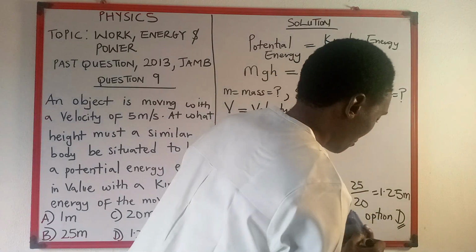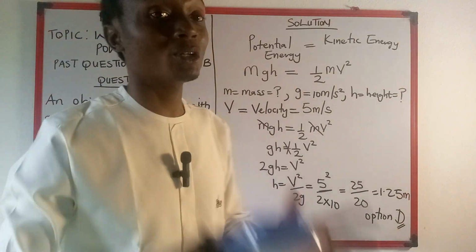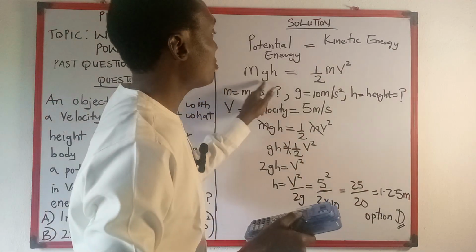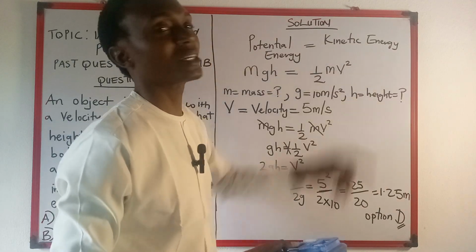And this is how you solve such type of question. Always take note of the formula. That's what I always advise my students: mgh and 1 over 2 mv squared.